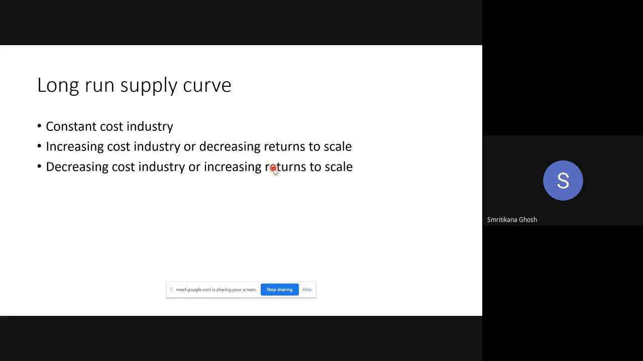So in the long run, there are three types of industry. One is constant cost industry. That means your average cost is constant. Constant doesn't mean your total cost is constant, whatever production you have done. No, your average cost is constant. That means say 20% increase in your total cost, so your total output will be increased by 20%. So this is constant cost.